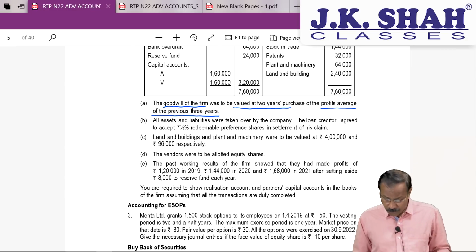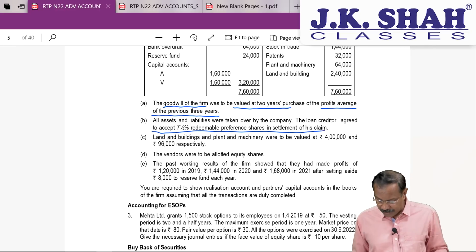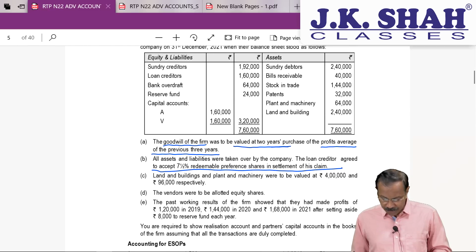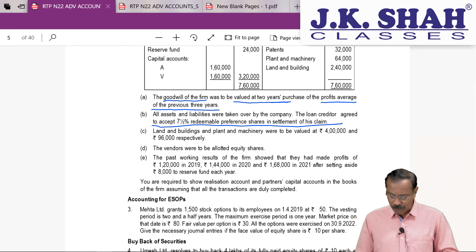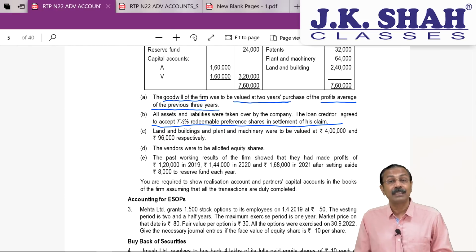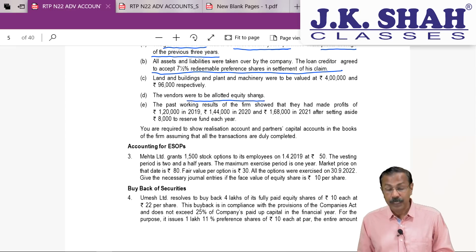The goodwill of the firm was to be valued at 2 years purchase of the profits of average of the previous 3 years. So very simple. 3 years profits will be given, added, divided by 3, multiplied by 2 will give you the goodwill of the firm. All assets and liabilities were taken over by the company. The loan creditor agreed to accept 7.5% redeemable preference shares in settlement of his credit claim. Loan creditor is 1,60,000. But who will issue the shares? Company, not the firm.